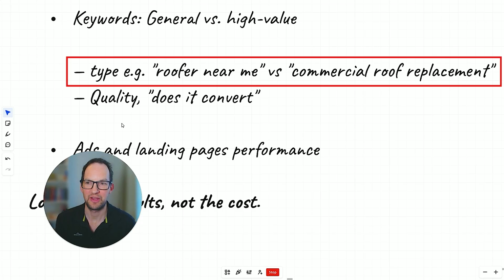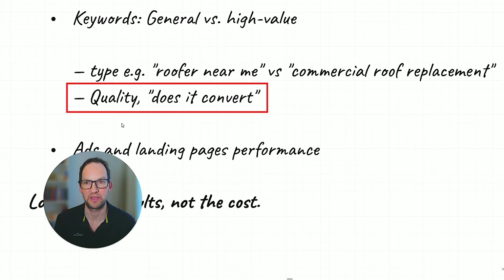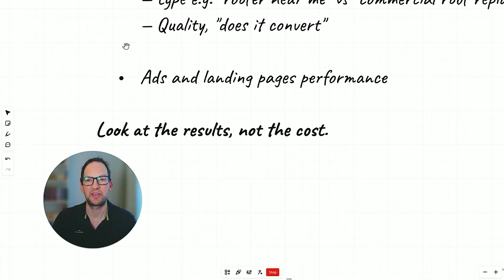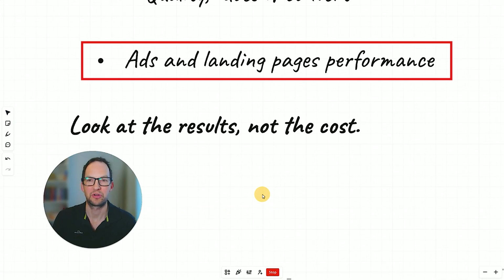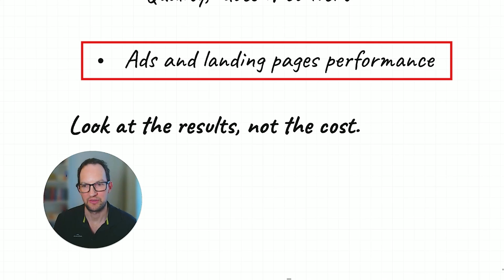And that also comes down to the quality of the keyword as well, and does it convert? Roofers, or other roofing companies, are going to pay more for high quality keywords that actually turn into paying jobs. Next thing is the performance of your landing pages and your ads in general, or your Google campaign in general. The more optimized you can make your campaign and your landing page, the lower the cost is going to be.